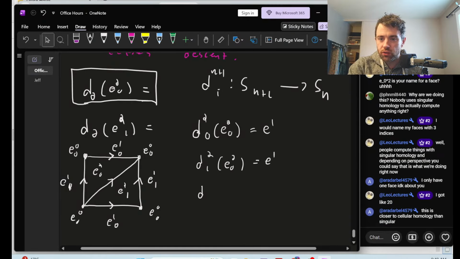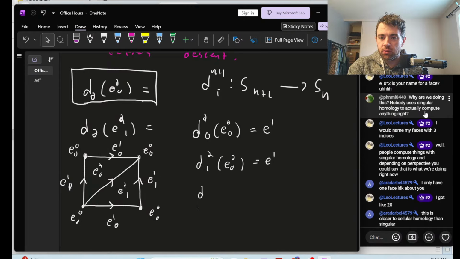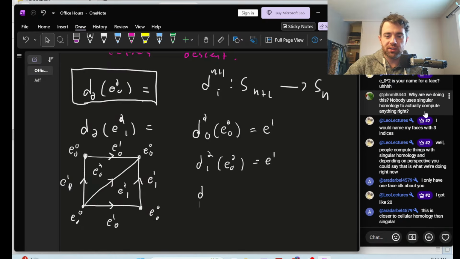I'm definitely two-faced. Why are we doing this? No one uses singular homology to actually compute anything. Oh, I do, and I'm doing it now.